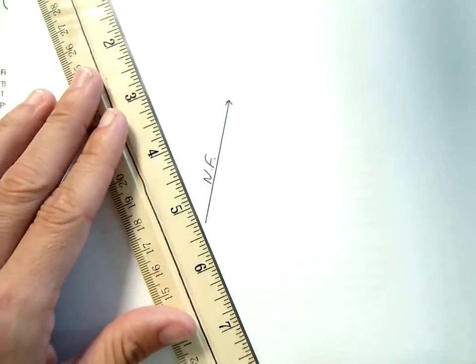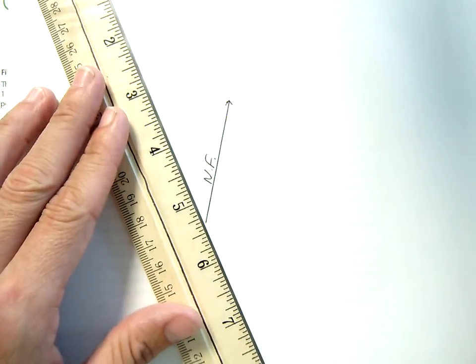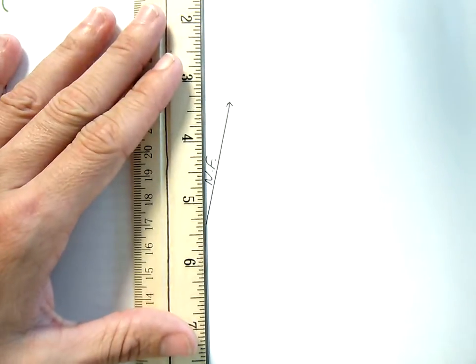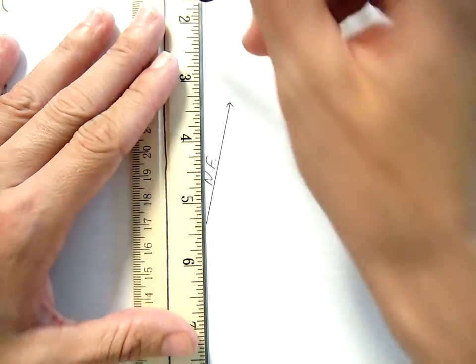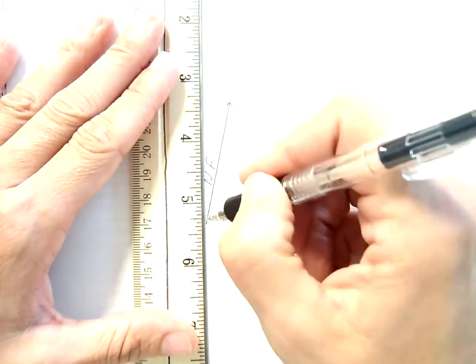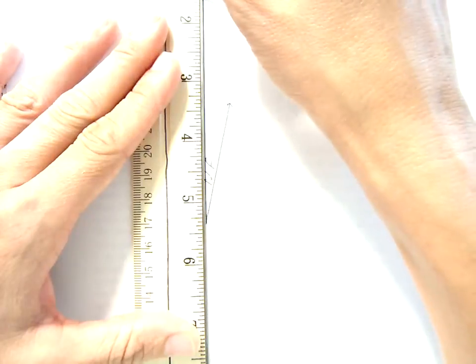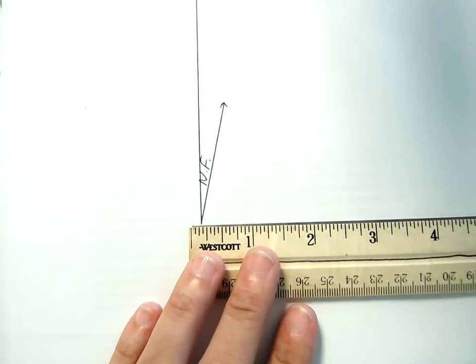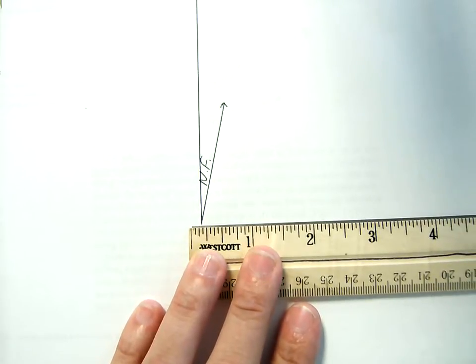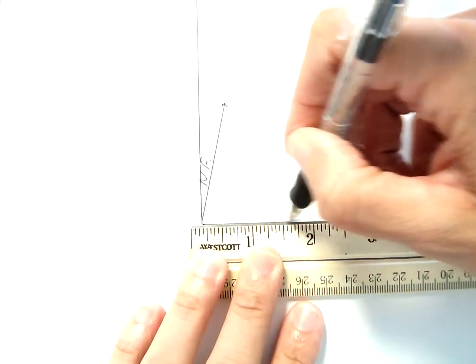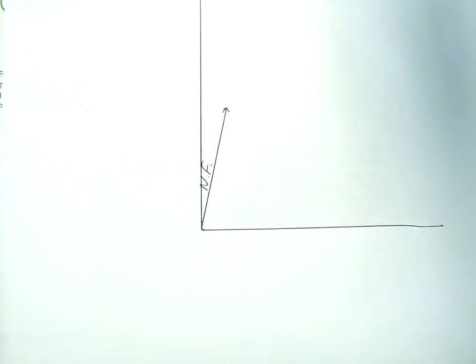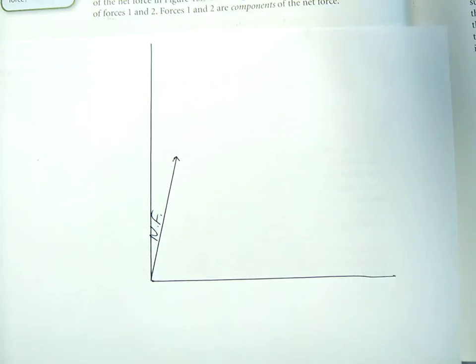So if this is my net force, I'm going to start at the origin, and I'm going to draw perpendicular lines. Actually, the easiest way to do that is straight up, vertical, and then horizontal. So from the origin, I'm going to go like this. I'm just going to draw a really long line, because at this point I don't know how long that component needs to be. So I'm just going to make it really long for now and show you how we're going to accommodate that in a minute. And then I'll draw a horizontal component. Okay, so now I've got a net force, and I've got these two components that are perpendicular to each other.